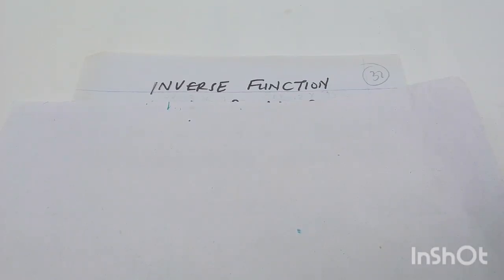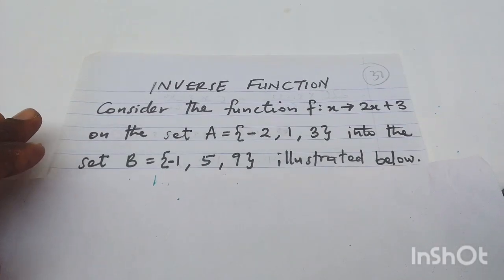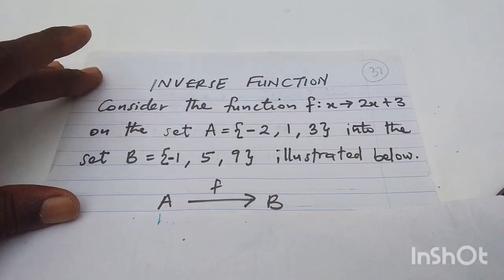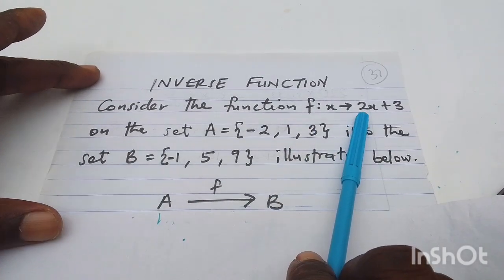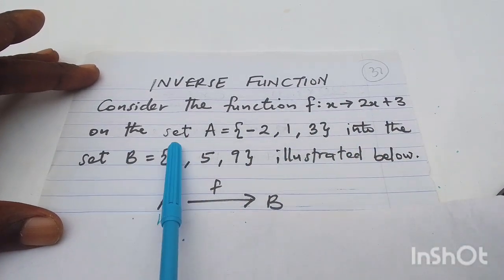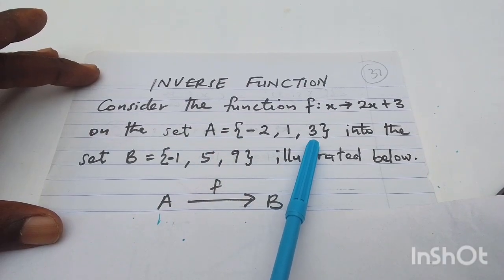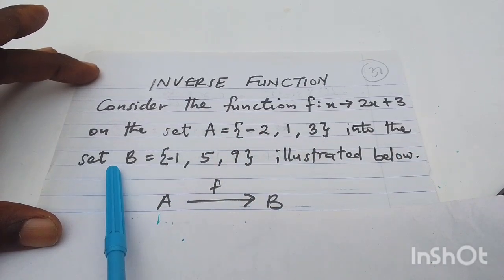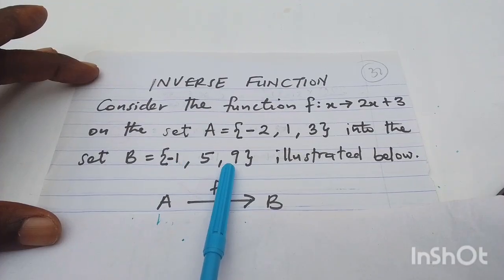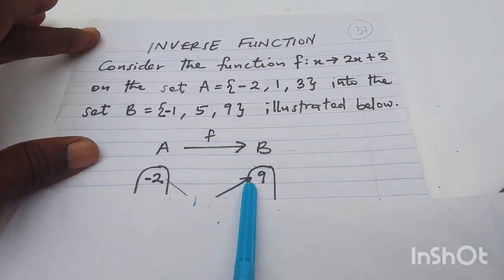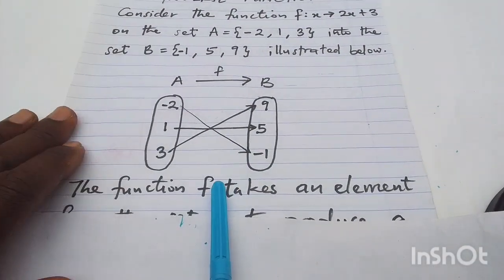Hello students, we are looking at the inverse function of a mapping. Consider the function 2x plus 3 on the set A. If this set A is the domain, into the set B, this is the codomain. So that is illustrated here.